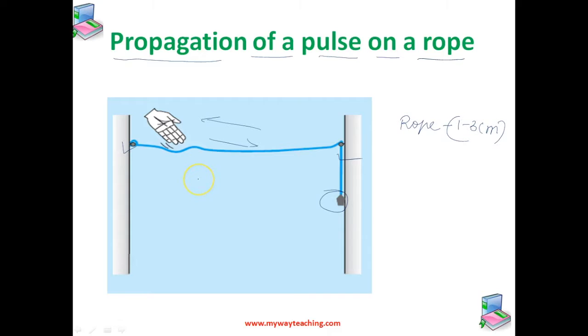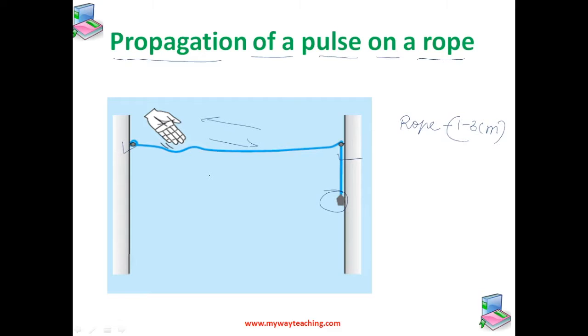You can check the phase relation between the incident pulse and the reflected pulse if you want. You can easily watch 2 or 3 reflections before the pulse dies out. And you can take a stopwatch and find the time for the pulse to travel the distance between the walls. And you can measure its velocity and compare it with that which we obtained the equation for before, that is v is equal to square root of T by mu.